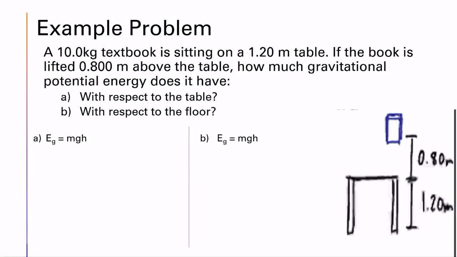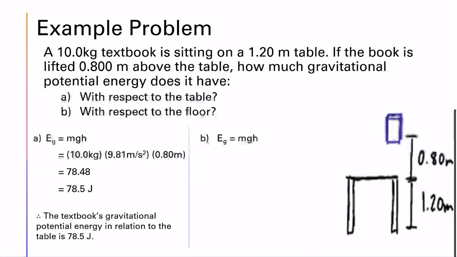So for question A, to calculate it, I used the formula Eg equals mgh and I subbed in the mass and the gravity. For the height, I subbed in 0.8 meters because you can see in the diagram, the textbook is that high above the table. Therefore, the textbook's gravitational potential energy in relation to the table is 78.5 joules.